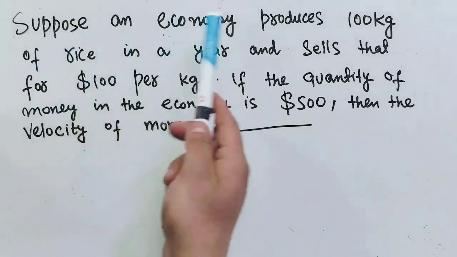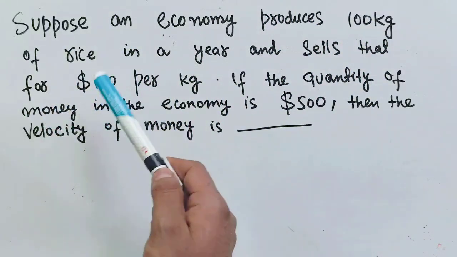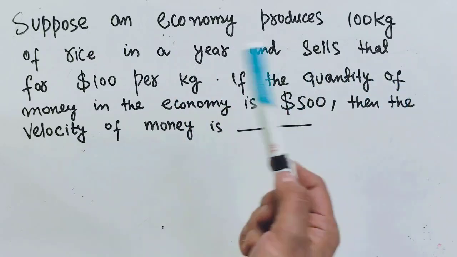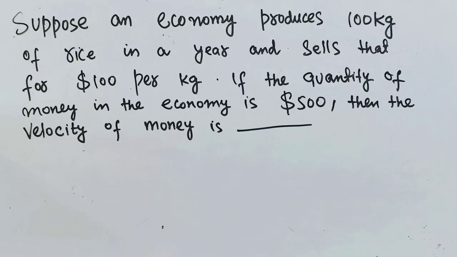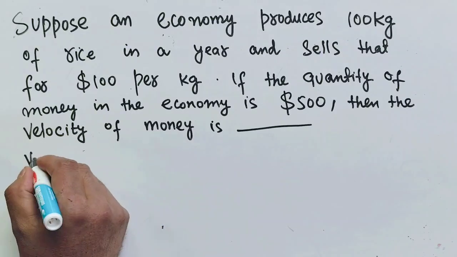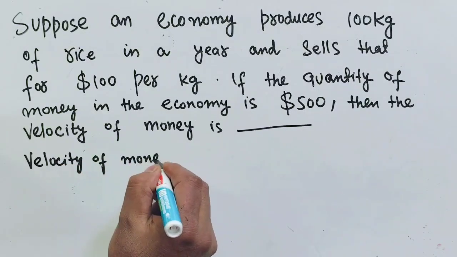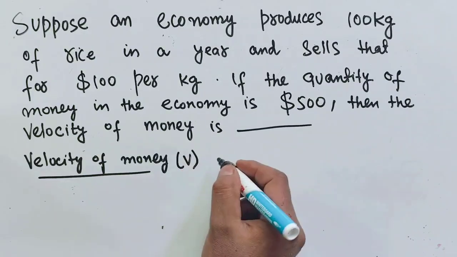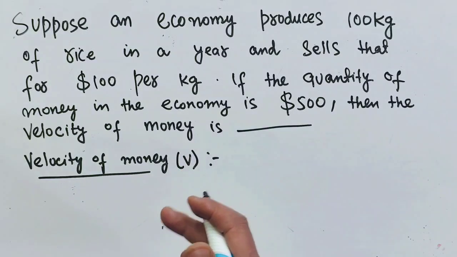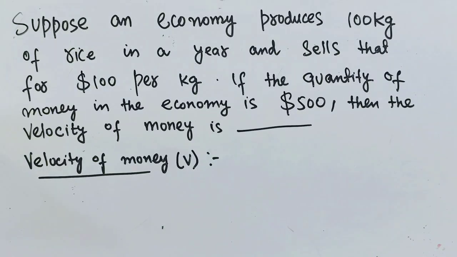Next question: suppose an economy produces 100 kg of rice in a year and sells that for $100 per kg. If the quantity of money in the economy is $500, then we need to find out the velocity of money. So what do we mean by velocity of money? We denote it by V. Velocity of money measures the number of times one unit of currency is used to purchase goods and services within a given period in an economy.